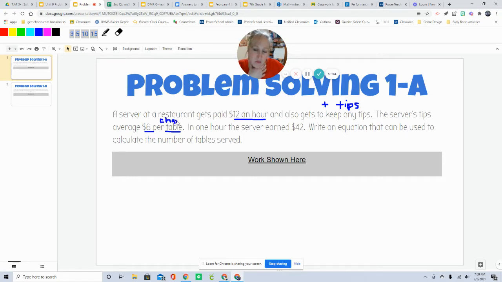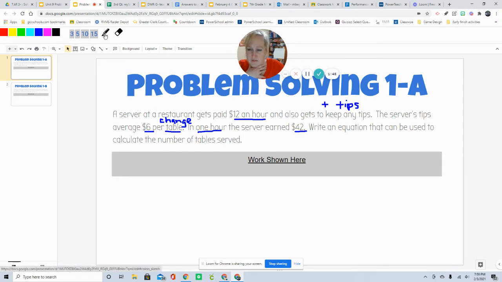This does make you kind of think about the real world situation. If I get $12 an hour and I get to keep tips, this means that I want as many tables as possible because for every table, I get another $6. So that's what makes this next one make sense. In 1 hour, the server earned $42. So they made some pretty good money. Write an equation that can be used to calculate the number of tables served.